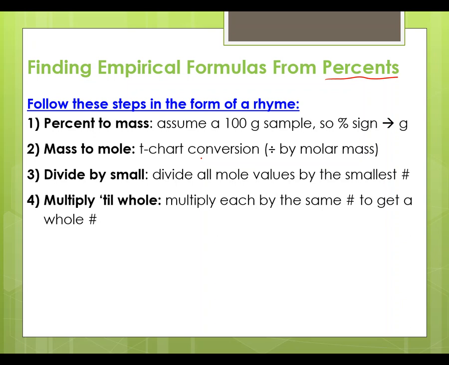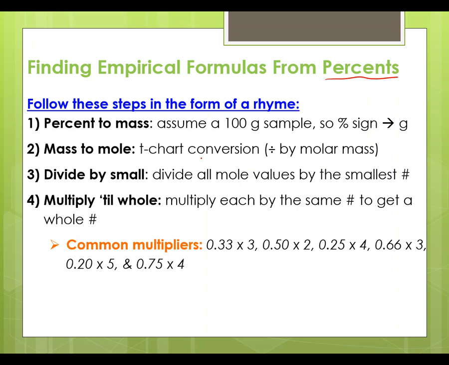Now, sometimes you'll get all whole numbers as your answer, and then you don't have to do number 4. Sometimes you won't, though. Common multipliers you might see, things that come out 0.33, 0.5, 0.25, 0.66, 0.20, 0.75. And these are the ones you'd want to multiply by. Like to make 0.33 a whole number, we would multiply it by 3. To make 0.5 a whole number, you multiply it by 2. Obviously, 0.25 you would multiply by 4. 0.66 you'd have to multiply by 3. 0.2, multiply that by 5, and then 0.75 you multiply by 4.